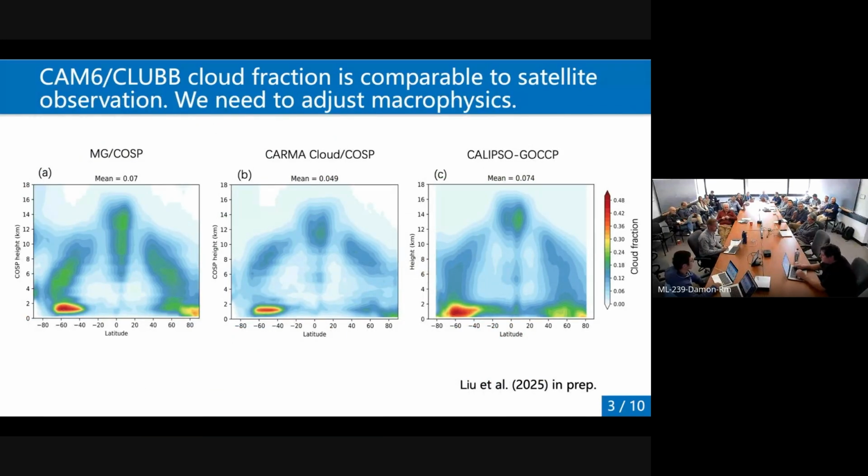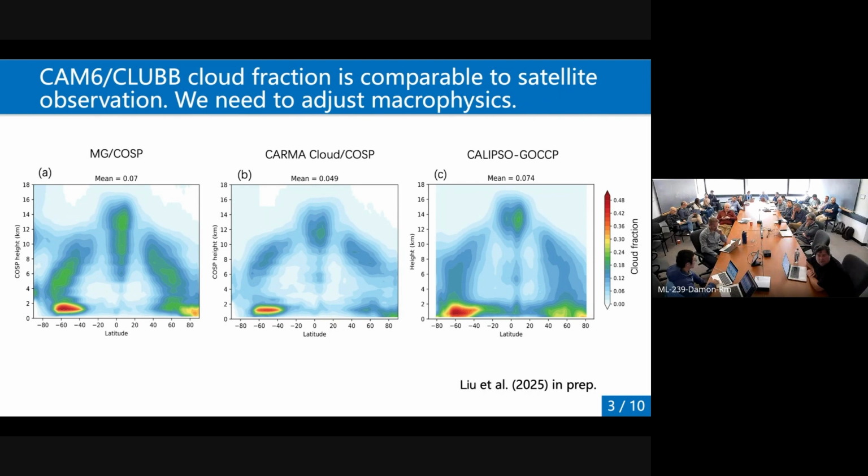The cloud operation is computed by the CLUBB. Neither MG nor Karma Cloud did the cloud operation, but we use the input from CLUBB. Those differences between MG and Karma Cloud mean there might be some feedback into CLUBB, so we also need to adjust the microphysics. Hopefully the CLUBB tutorial this afternoon will also be helpful for us.